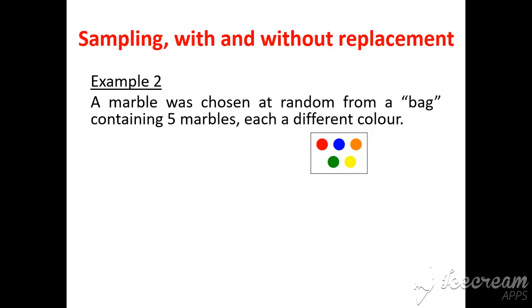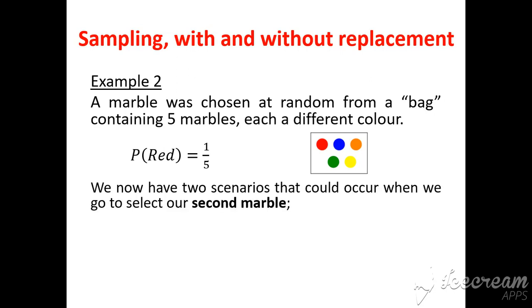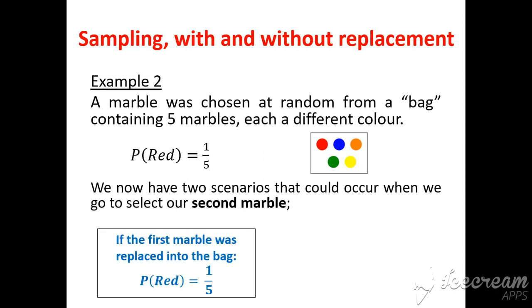All right, example two. A marble was chosen at random from a bag containing 5 marbles, each a different color. So the probability of me picking a red marble is one chance out of 5, because there's one red and there's 5 marbles. Once again, if we put our hand in, get a marble, and it's not red, we've got two scenarios that can occur when we go for our second marble. If we put the marble back into the bag, the probability we get a red marble second time round stays at 1 out of 5.